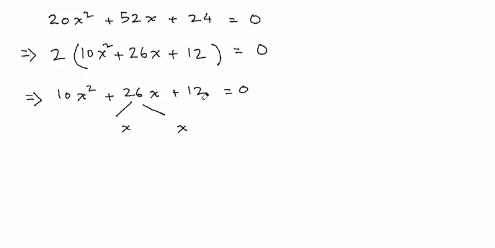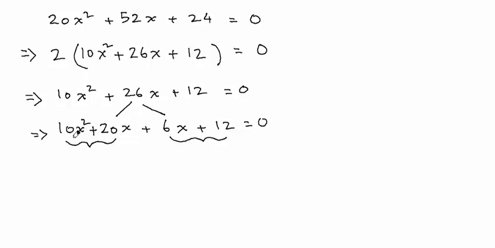Now how can we get that? If you think carefully, you realize that in this case, we can make the split as a 20x plus a 6x. 20 plus 6 is 26, and then 20 times 6 is 120. So that works. So we have 10x squared plus 20x plus 6x, which is 26x, plus 12 is equal to 0. The idea is to pair them up and factorize each pair.